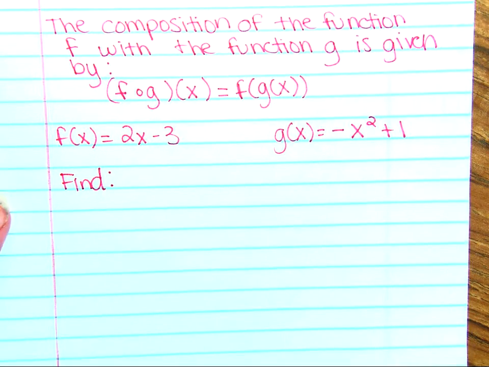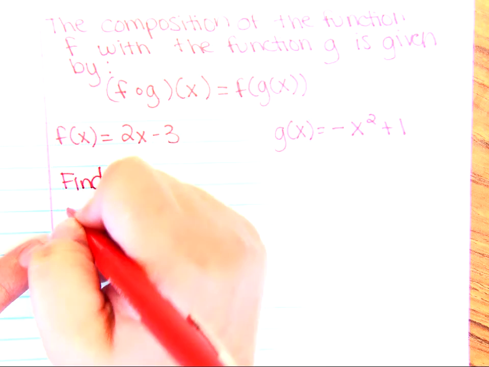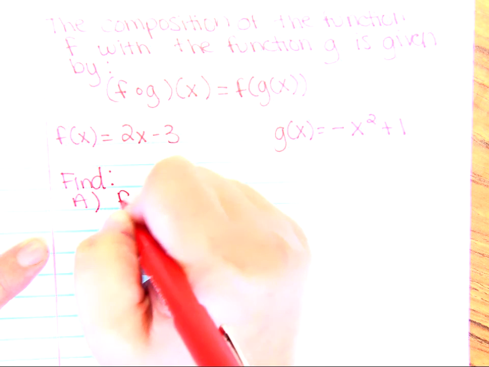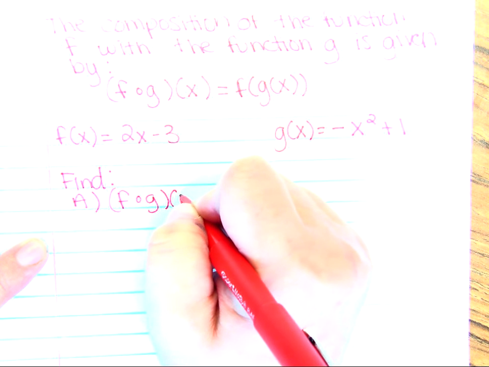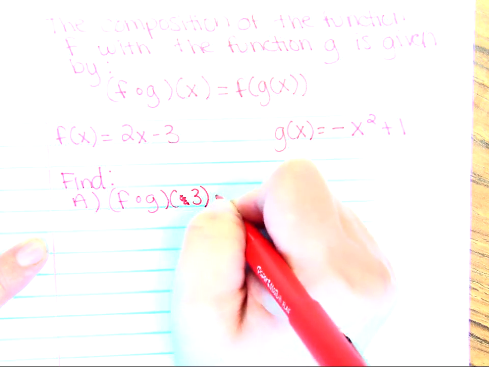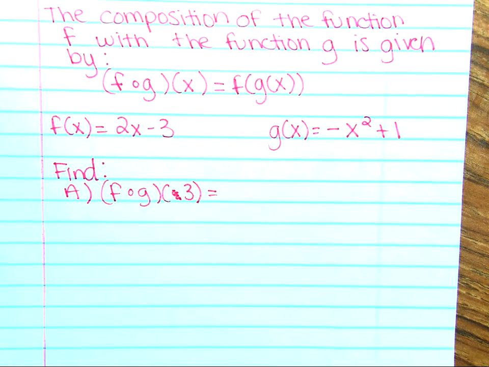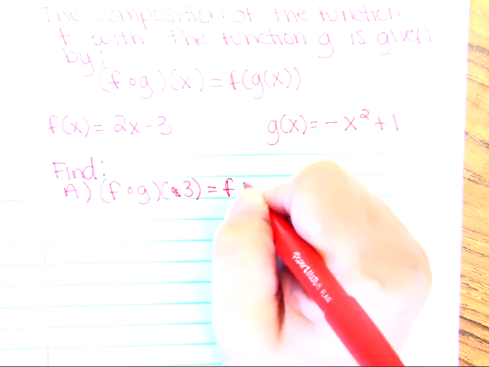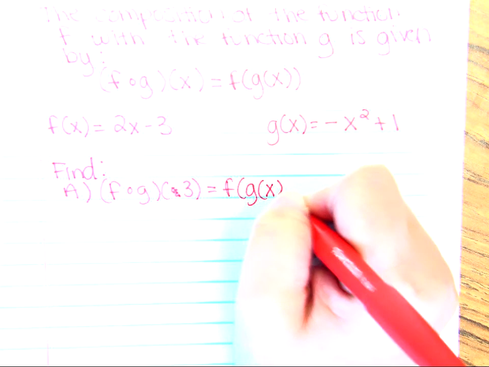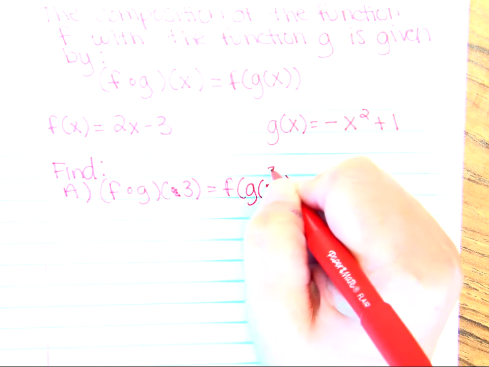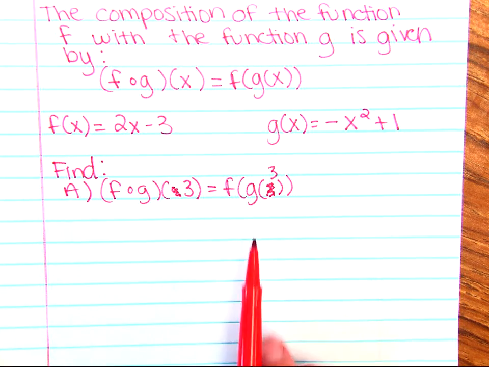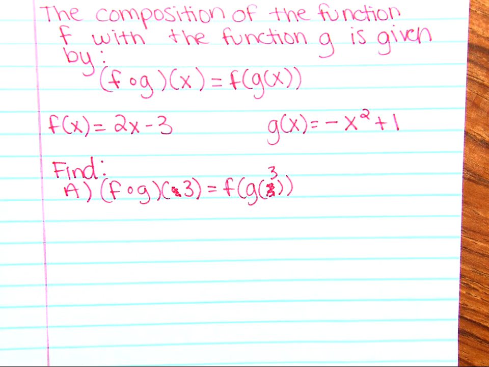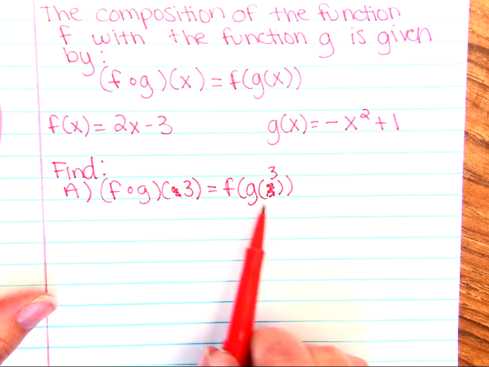So I want to find f composed with g of 3. So what does that really mean? That means I'm doing f of g of 3. And I keep writing x, I'm sorry you guys, of 3. So what that means is I start from the inside when I'm composing a function and I work my way out. So I need to look at g of 3.